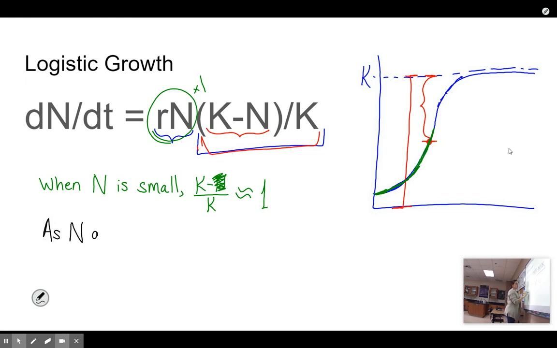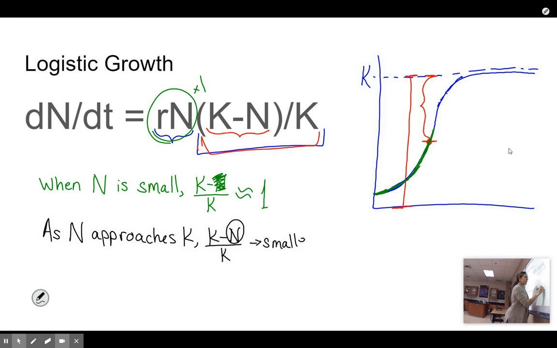Then, as N approaches K, this part of the equation, that (K - N)/K, the N is starting to get closer to K, which means the difference between the two is getting much, much smaller. So this number gets very tiny. And if that number is really small, then our rate of growth, the whole equation, is going to start decreasing. And you can see that again in the graph. In this next section, the slope of our line starts to decrease as we approach carrying capacity.